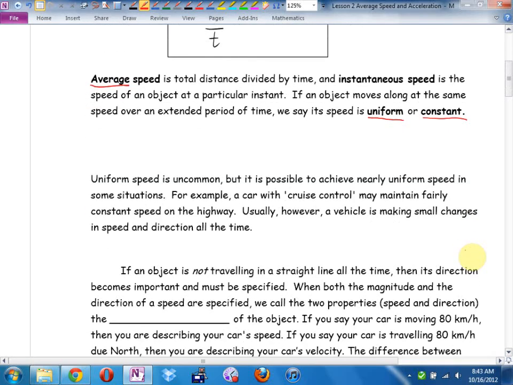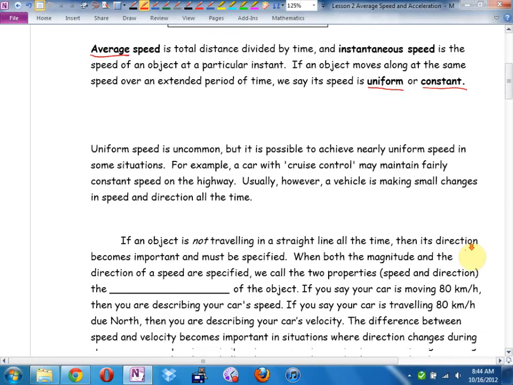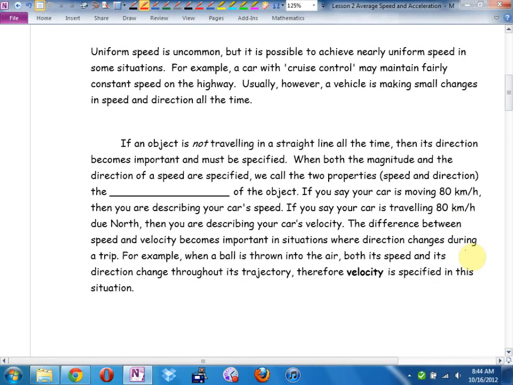Uniform speed is uncommon, but it's possible to achieve nearly uniform speed in some situations. For example, a car with cruise control can maintain a fairly constant speed on the highway as long as traffic is good. Certainly for stretches, you can do it. Usually, however, a vehicle is making small changes in speed and direction all the time.